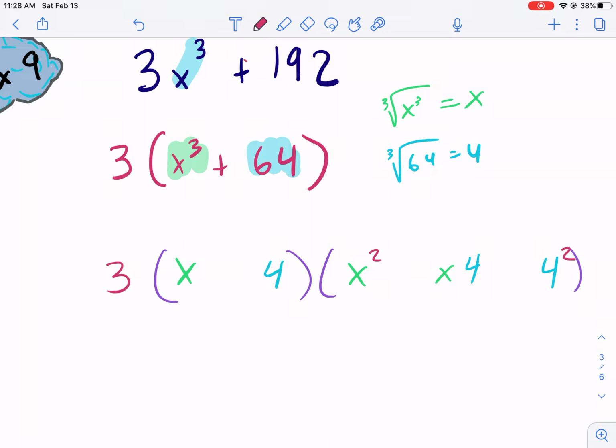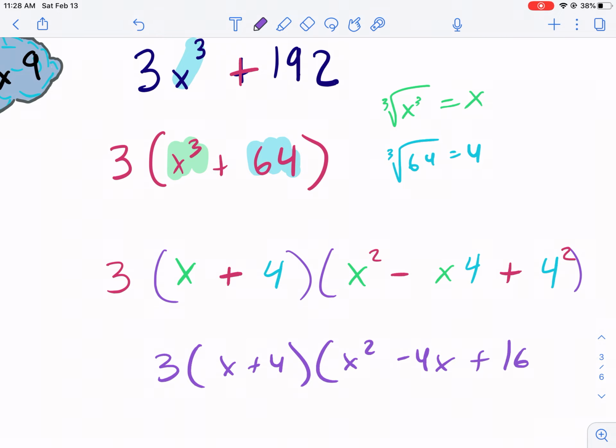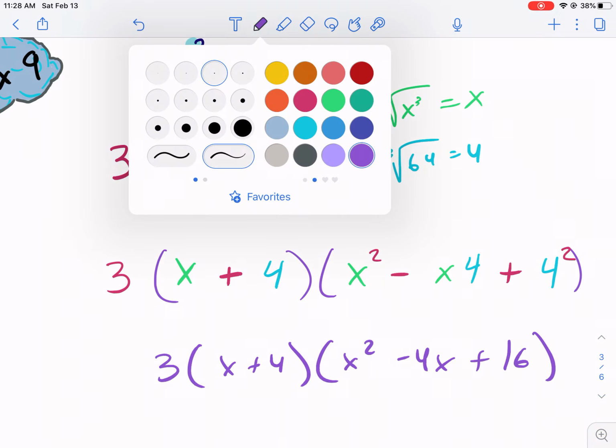Okay, we need to follow that sign. It's sum, so we make this sum. This is going to be minus, this one's always plus. The squares are always plus. Now we simplify. So we have 3 out in front, x plus 4, x squared minus 4x plus 16. And there is our final answer for this.